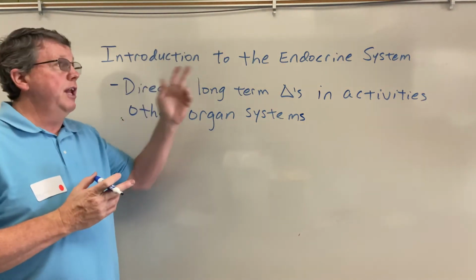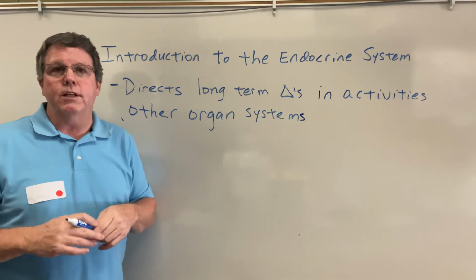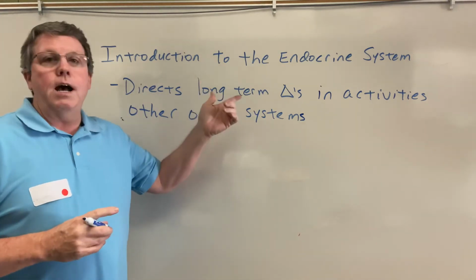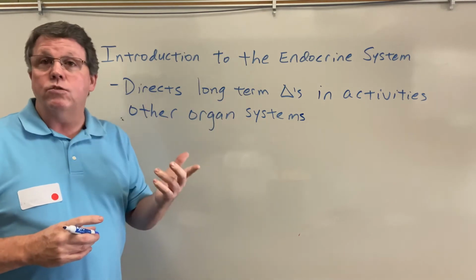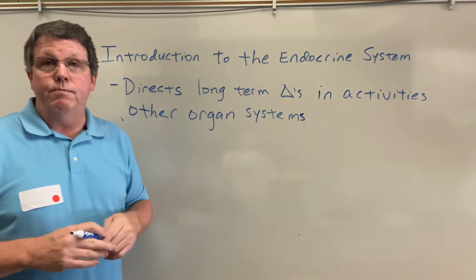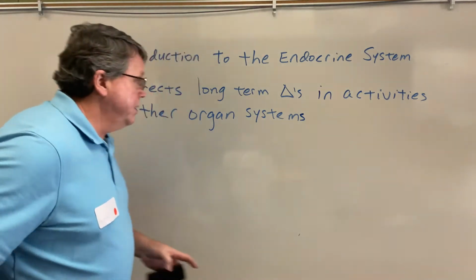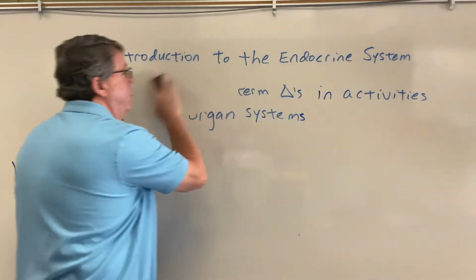And the endocrine system does long-term changes, such as when you go through puberty, that is a long change. It's the opposite of the nervous system, which basically goes through short changes. It makes differences right away. So what are the parts of the endocrine system?